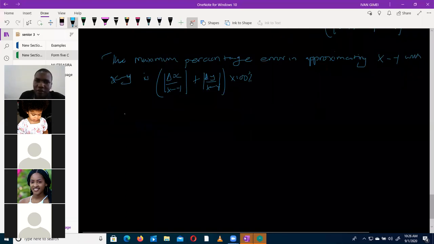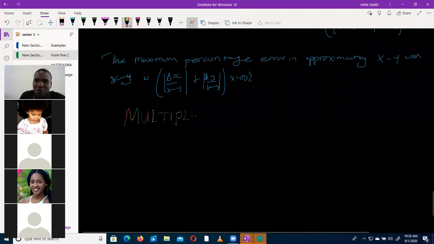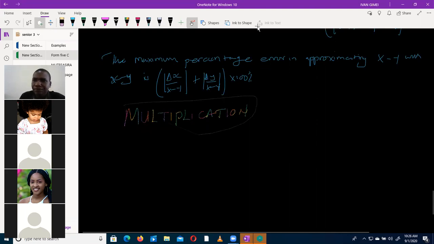Let's now move on to multiplication. Multiplication and division are the most common.